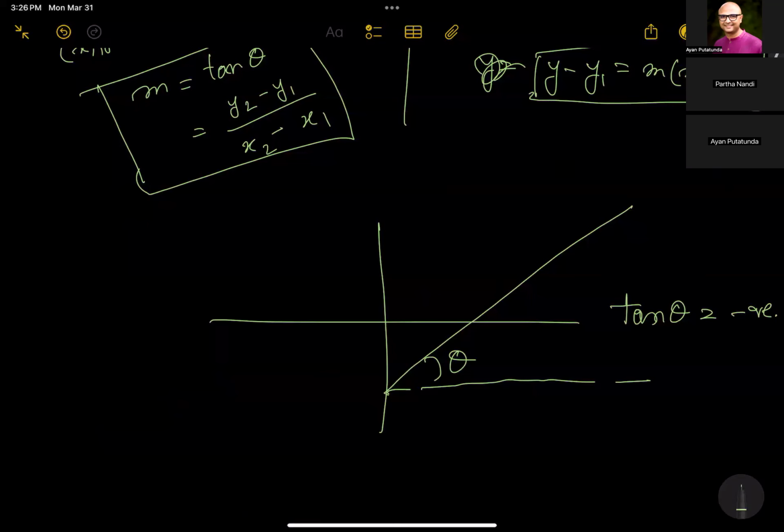It's called slope. It is also, you can say, a measure of steepness, how steep the line is. Measure of inclination or measure of steepness. How steep the line is.